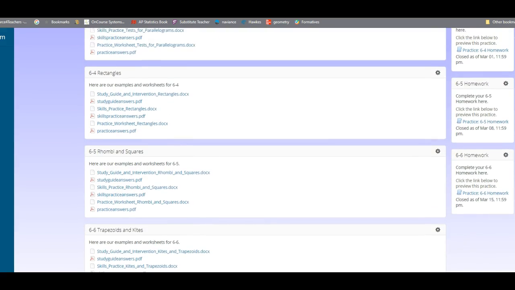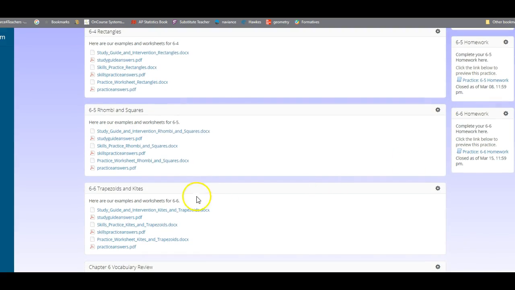I'll just take, for example, let's jump to section 6.6, trapezoids and kites. Sometimes one of these blocks will take a couple of days of instruction. We did 2 days of instruction for trapezoids and kites. The way we did 6.6 is we did trapezoids one day and kites the second day. What we do in class is our study guide.